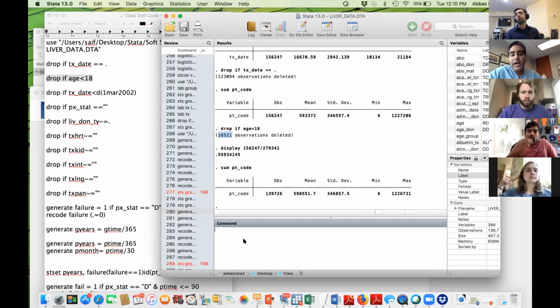So now I'm left with 139,000 patients. Have you guys got to 139? Does everyone have 139? Do you guys know how to use the hand raise function?